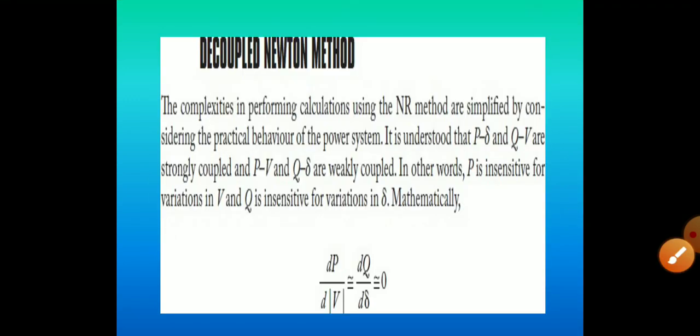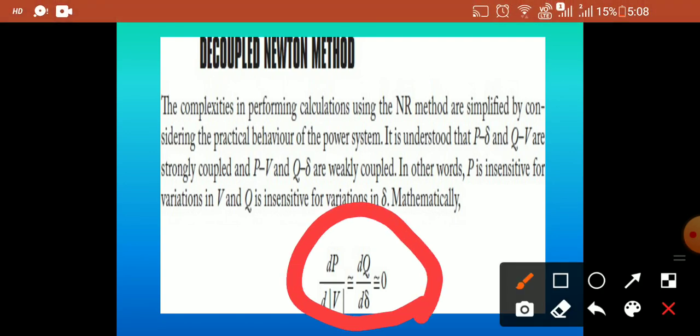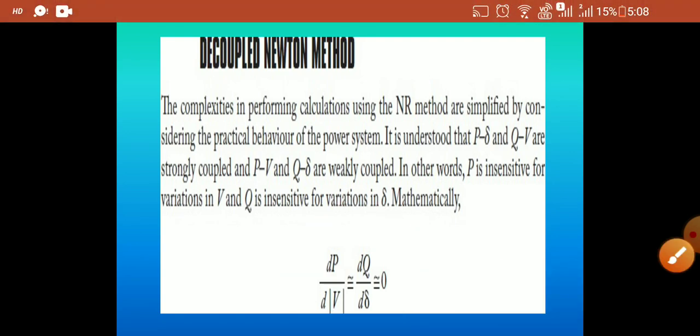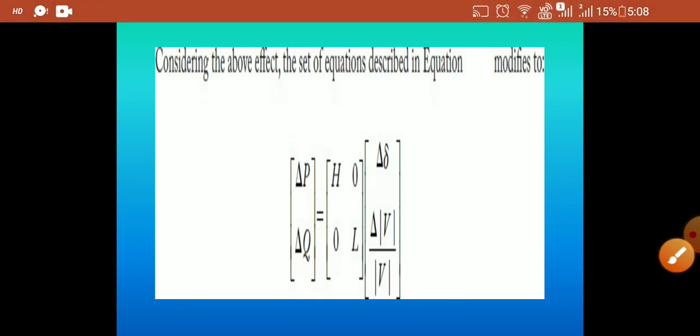So this is the comparison, and this is the decoupled Newton method equations. Here also in this we have to keep the equation dou P by dou V equal to dou Q by dou del equal to 0. And this is the generalized matrix format of the equations.